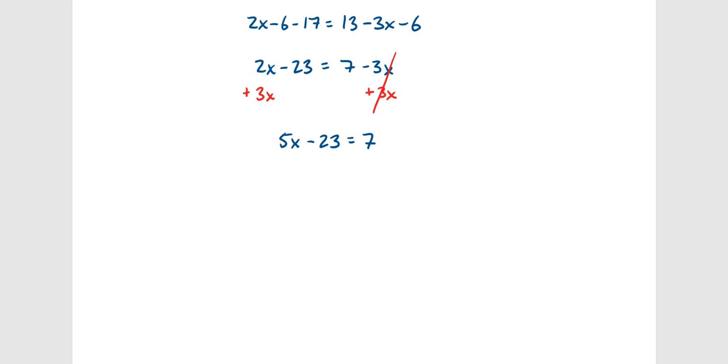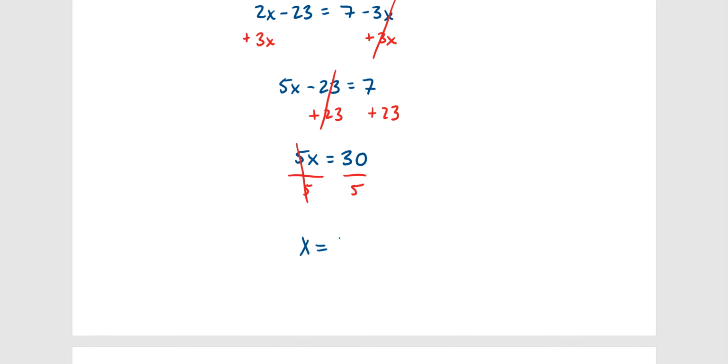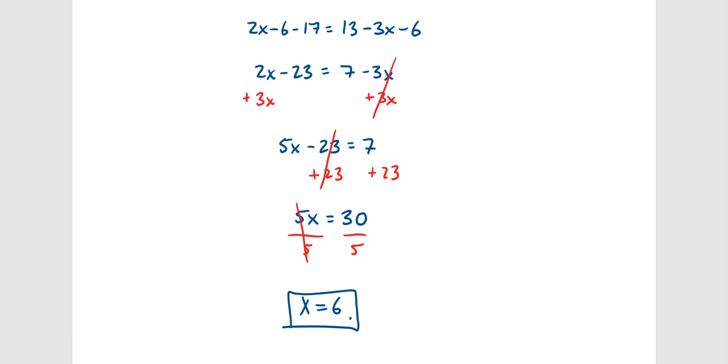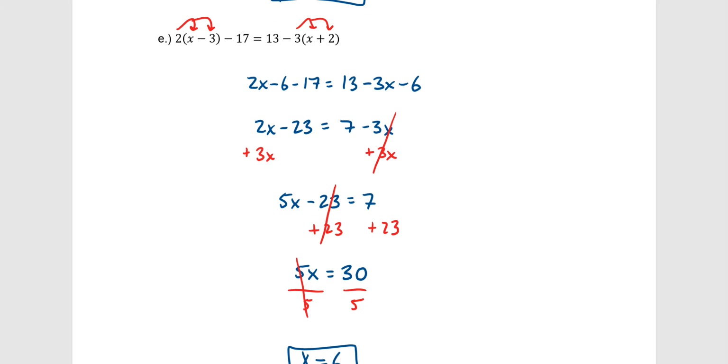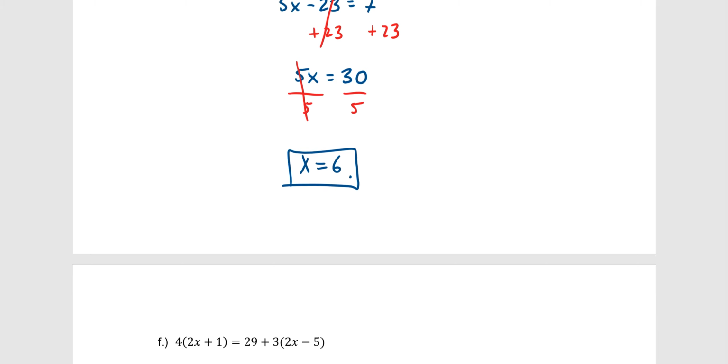And now we have to get rid of this negative 23. Opposite operation to the other side, we have to add it. So it cancels on the left. And we get 5x equals 7 plus 23, which is 30. And lastly, we divide by 5 on both sides. And we get x equals 30 divided by 5, which is 6. Okay, so definitely make sure that these are correct by plugging them back in the original and making sure they are equivalent on both sides of the equation.